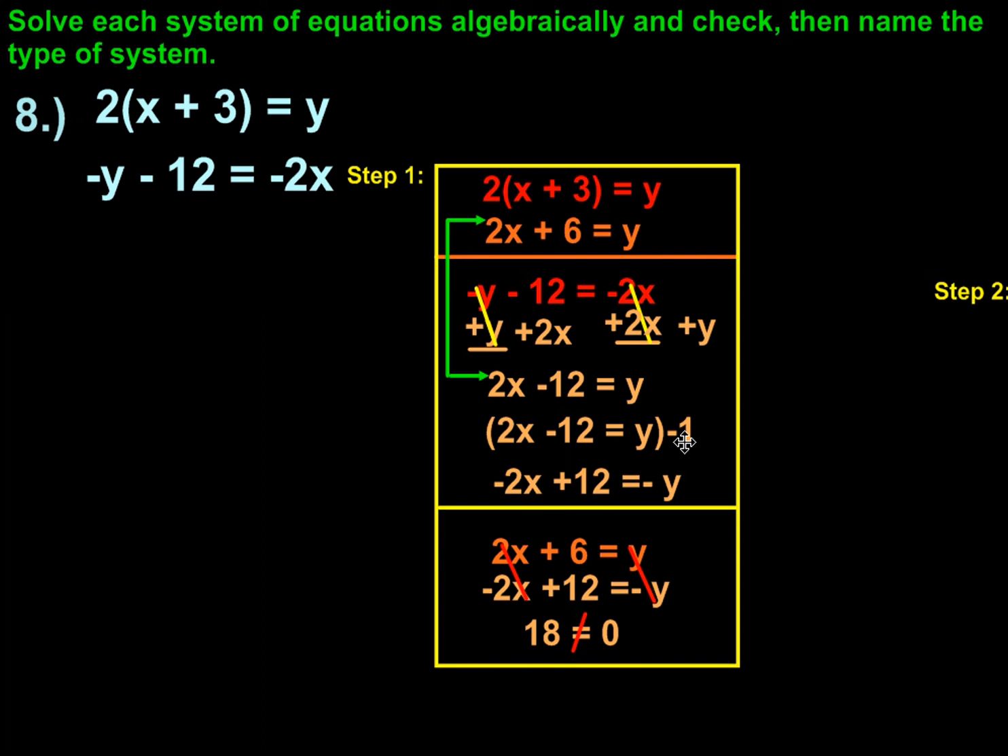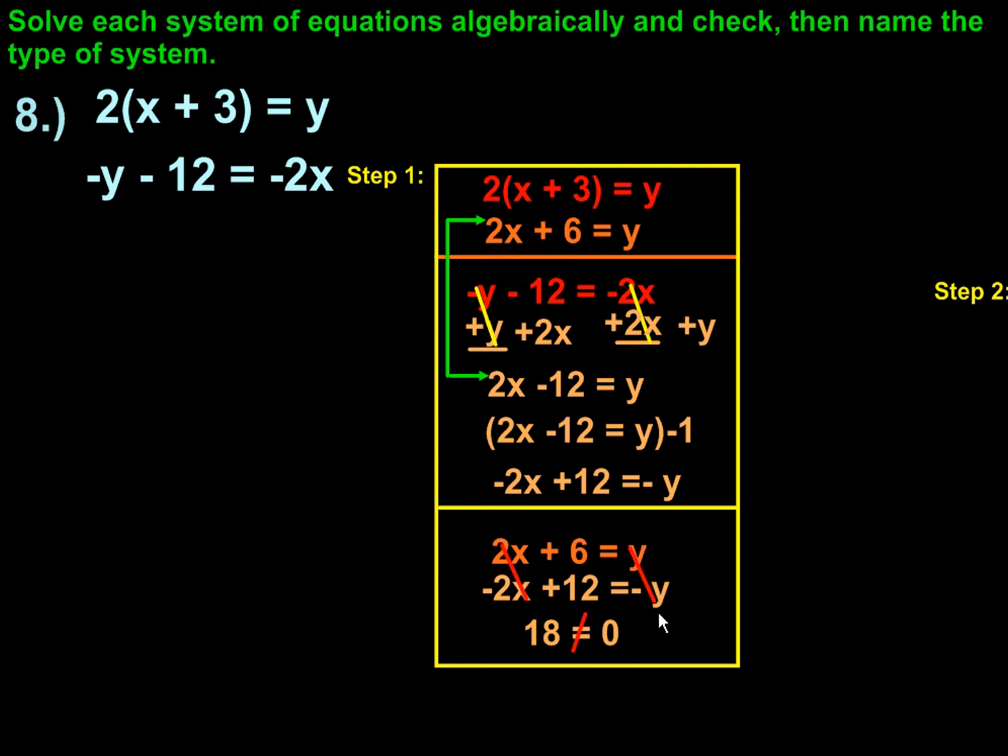I've got 2x minus 12 equals y. I'm going to multiply that by negative 1. All that's going to do is change the signs on everything in this equation. So that gives me negative 2x plus 12 equals negative y. I can take that now and add it to the original equation up here. So I have 2x plus 6 equals y, and I have negative 2x plus 12 equals negative y. Well, immediately several things start to jump out at me.